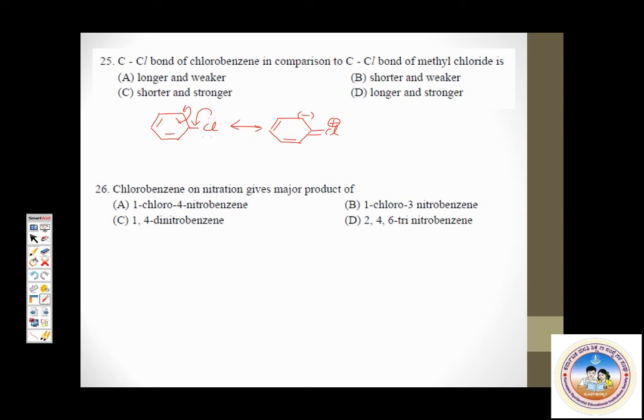Shorter and stronger. Remember, bond length and bond strength are inversely related. The longer the bond gets, the weaker it becomes, or the shorter the bond is, the stronger it is. Now compare it with chloromethane, CH3Cl, no resonance. So this is just a single bond, whereas in the previous case, you have partial double bond character.